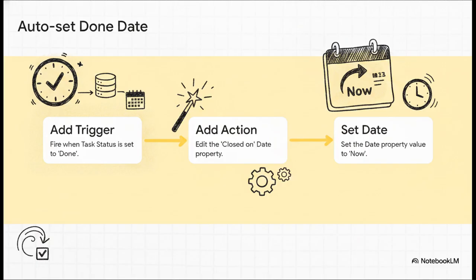In your tasks database, just create a date property and call it something like closed on. Then, make a new automation. Step 1, add a trigger for when the task status is set to done. Step 2, add an action to edit that new closed on date property. Step 3, set the date value to now.